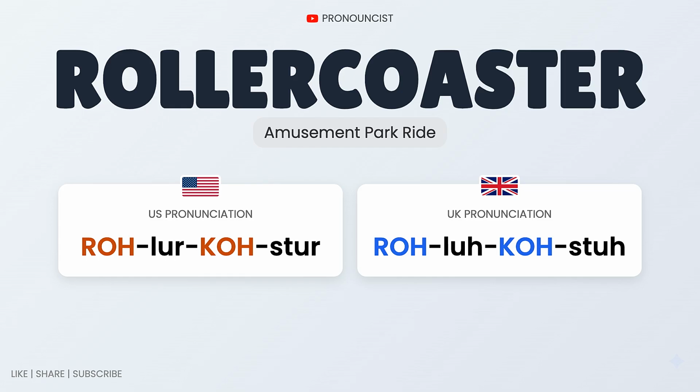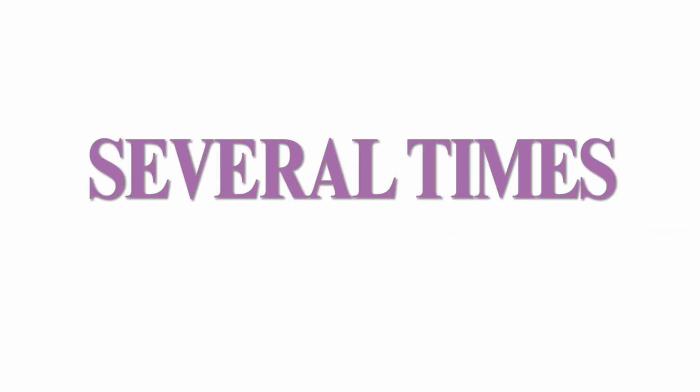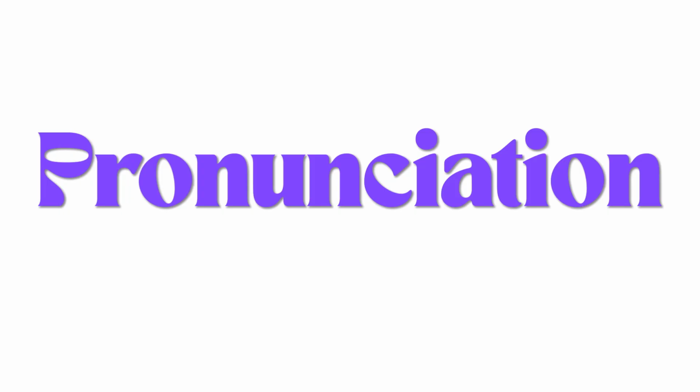Keep lur and stir light. Roller coaster, roller coaster. Practice repeatedly and you'll soon be able to say this word perfectly. The best way to practice is to repeat the syllable multiple times. The meaning of the word is amusement park ride. Try repeating this word several times to improve your pronunciation.